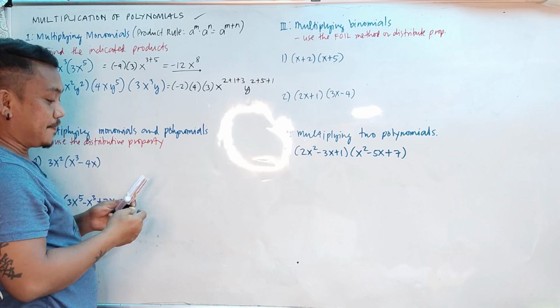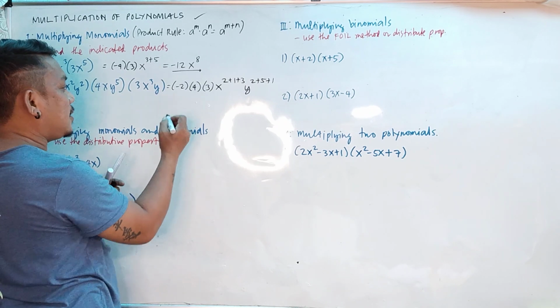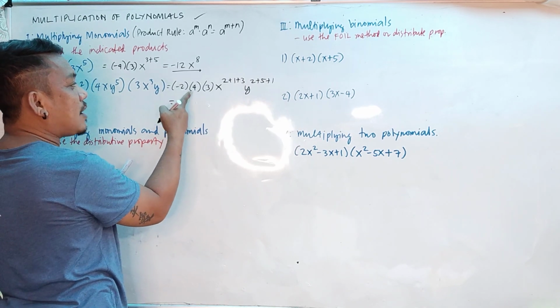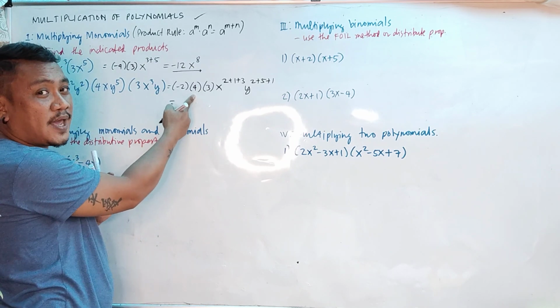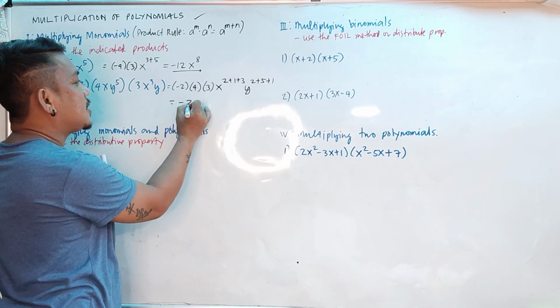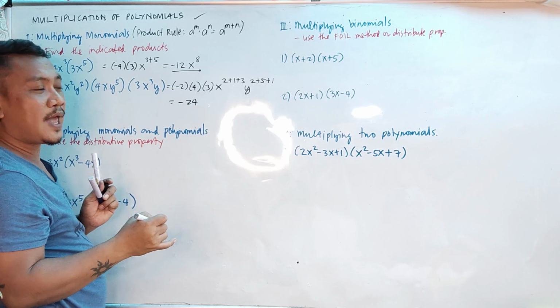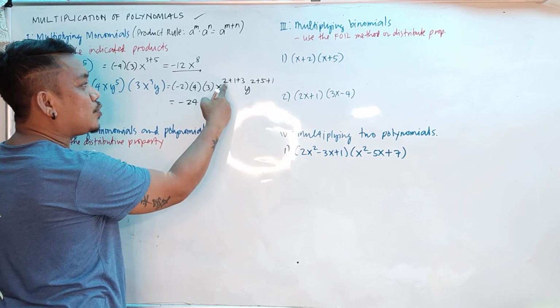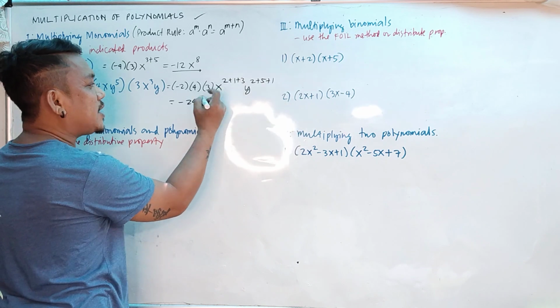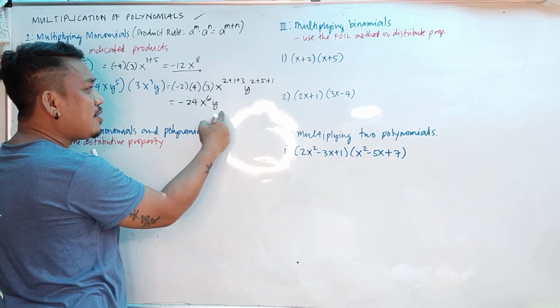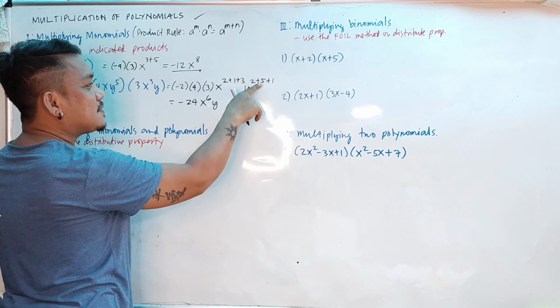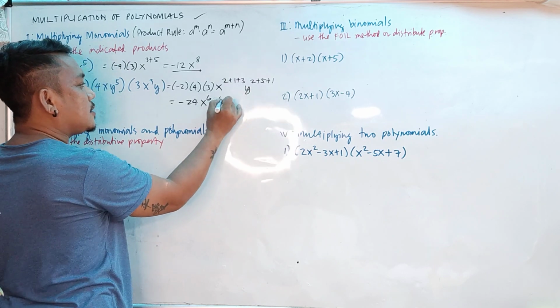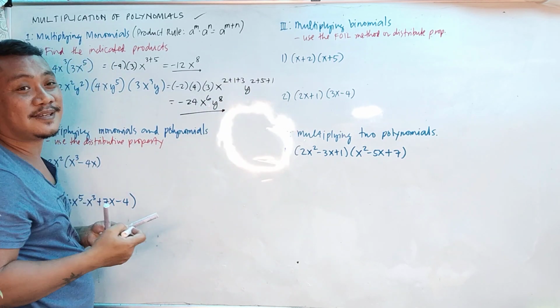So, padayon tayo. You have here, what is negative 2 times 4? Negative 8 times 3, you have negative 24. Then simplify x. What is 2 plus 1 plus 3? You have 2 plus 1, 3 plus 3, you have 6. For the variable y, you have 2 plus 5, 7 plus 1, 8. And this is your answer.